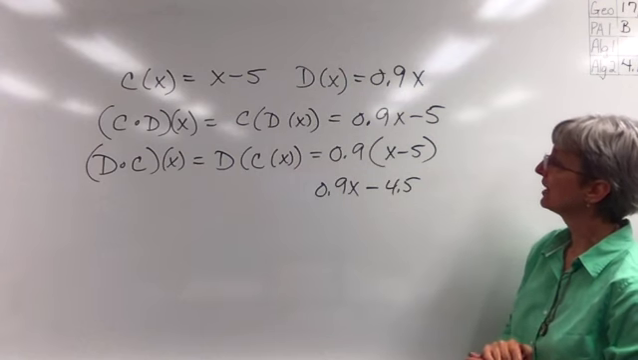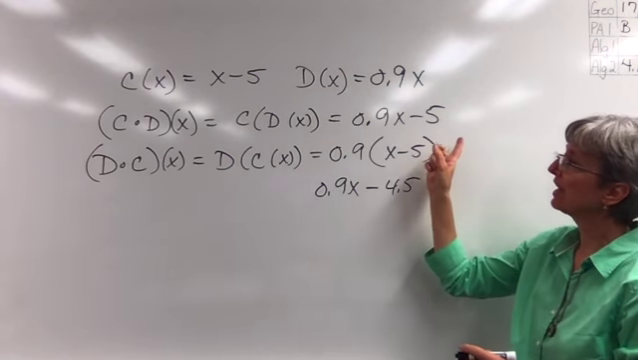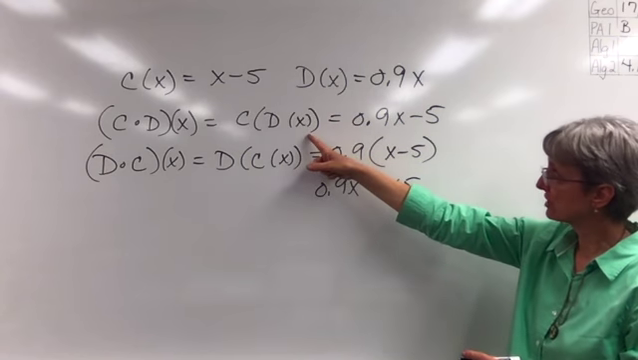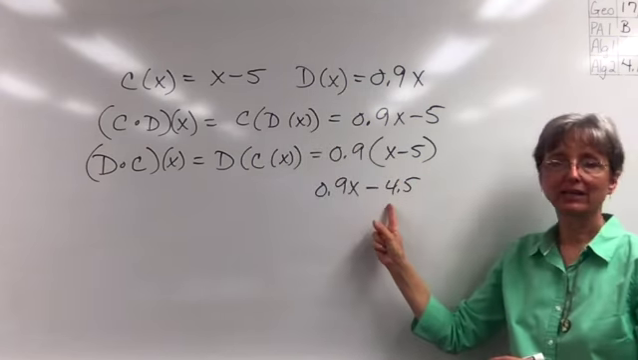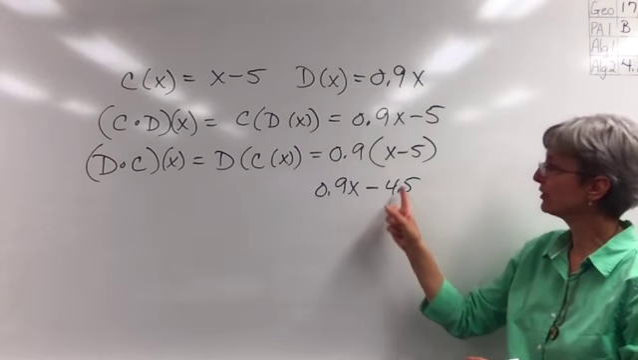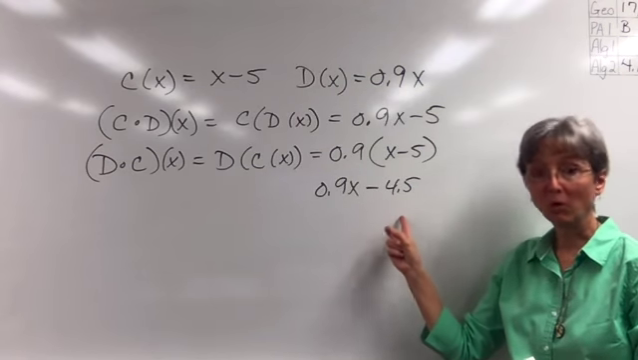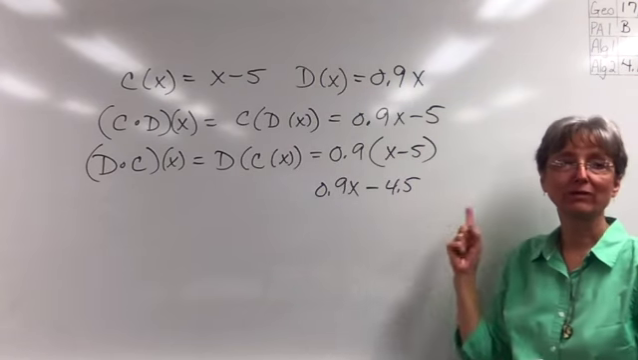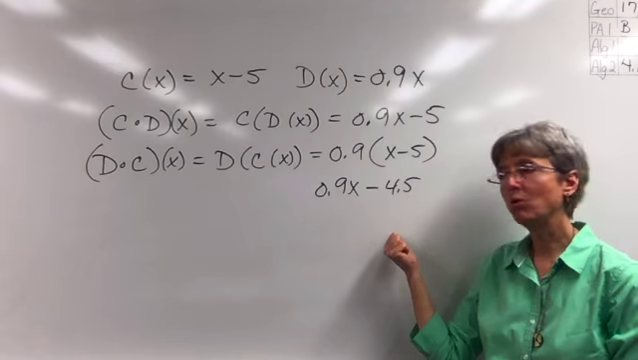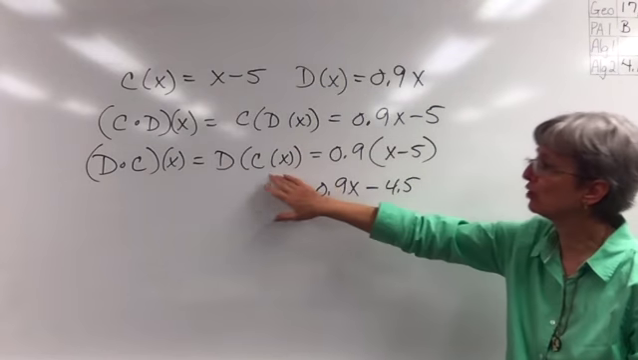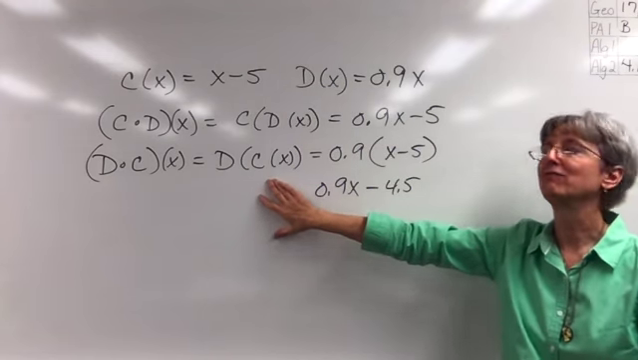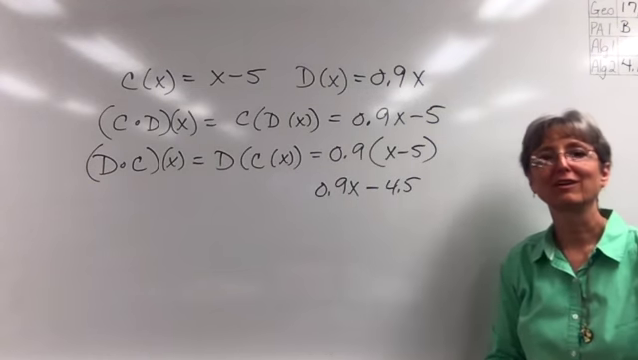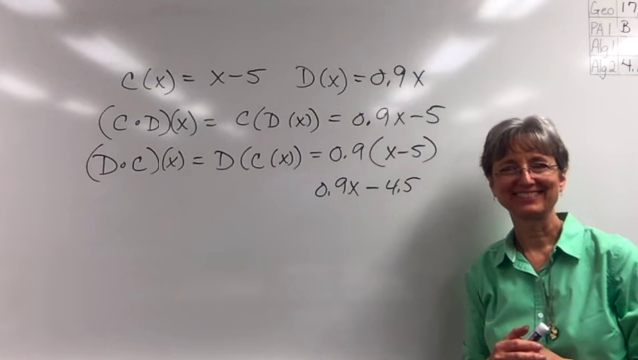So which one gives you the better deal? You can see right away, if you apply the coupon first, you're paying 50 cents more. Do you see that? 4.5 instead of 5. That's 50 cents more if you apply the coupon first. If you apply the discount first, you save 50 cents more. Does that kind of make sense?